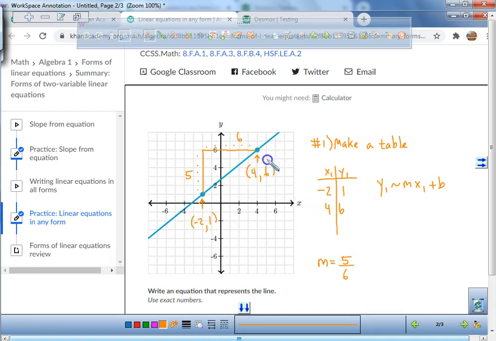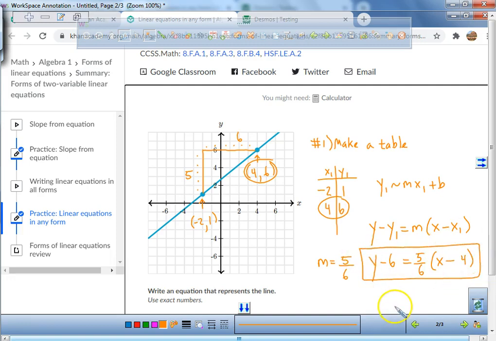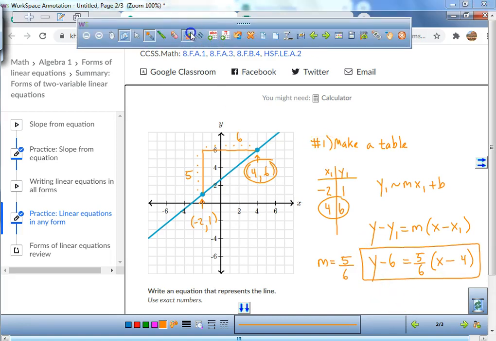And what I'm going to do, you guys see this ordered pair right there? I'm going to use point slope form. That's y minus y1 equals m parentheses x minus x1. So if you wanted to use point slope form, this would be what I would do. y minus my y1, which is 6, equals my slope, which is 5 over 6, x minus my x1, which is a 4. So what I want you guys to understand, that is an acceptable answer, but I'm not going to use that. What do I want you guys to be able to know how to do? Use what?